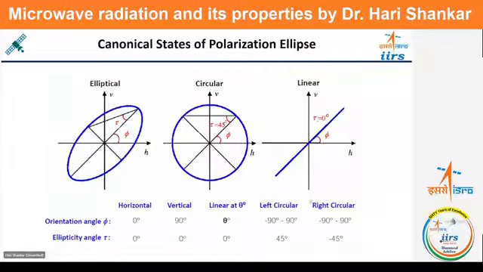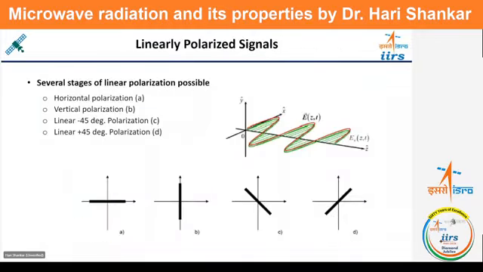And left circular polarization: if phi is varying from minus 90 degrees to plus 90 degrees, and tau is 45 degrees, then it is called the left circular polarization. And if tau is minus 45 degrees and phi is from minus 90 degrees to plus 90 degrees, then it is called the right circular polarization. Apart from this, it is called the elliptical polarization.